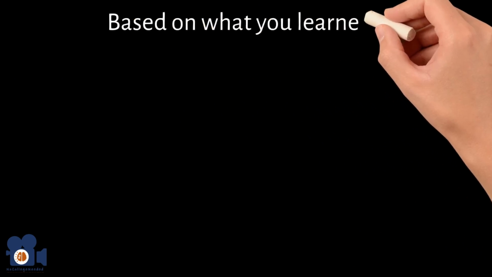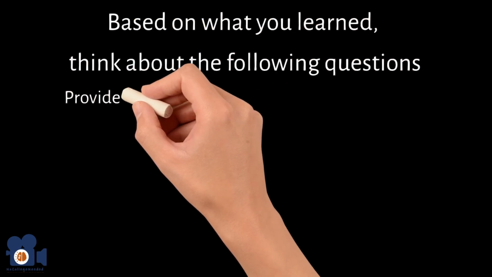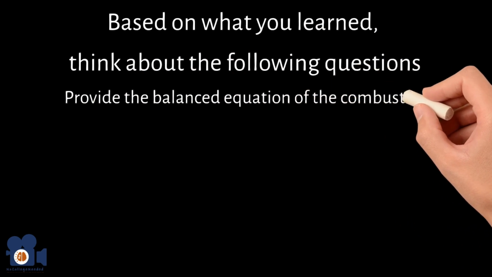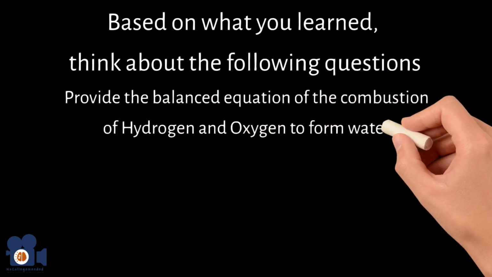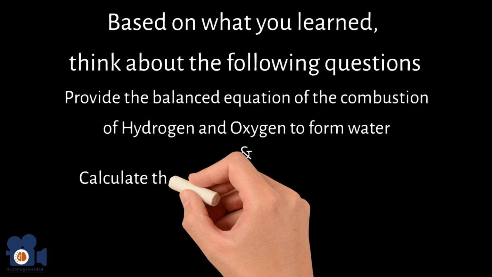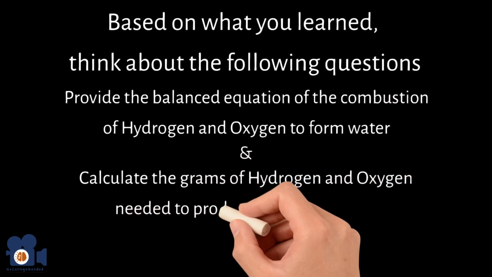Based on what you learned, think about the following question. Provide the balanced equation of the combustion of hydrogen and oxygen to form water, and calculate the grams of hydrogen and oxygen needed to produce 1 gallon of water.